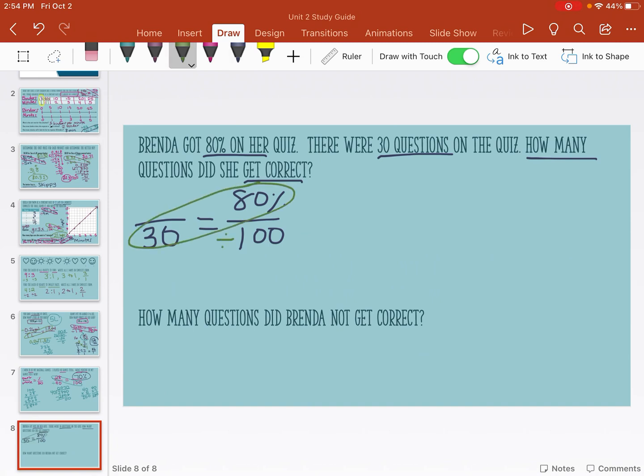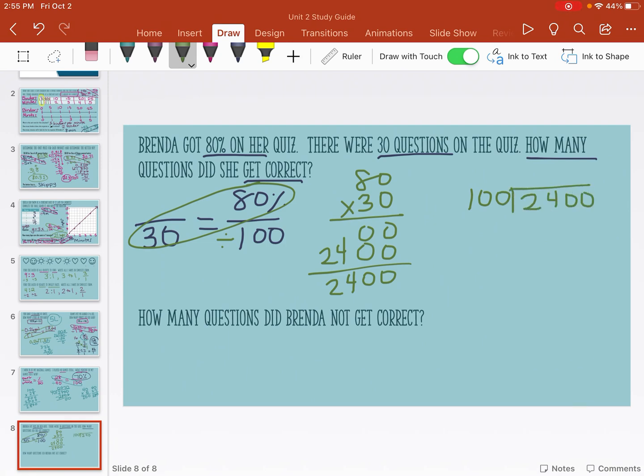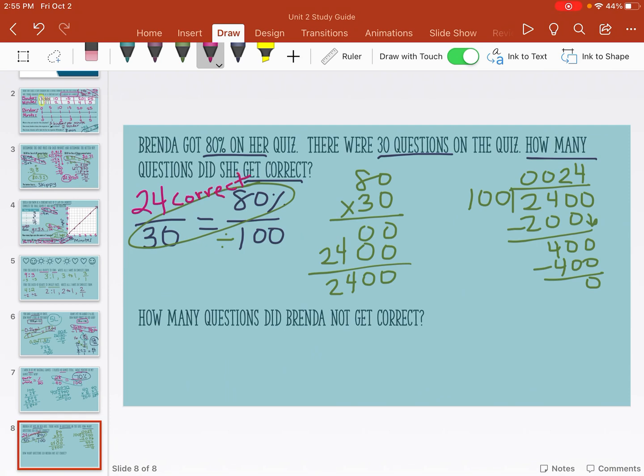Then I'm going to cross multiply and divide. So 80 times 30, 0, 0, go down a spot. 8 times 3 is 24, so I'm getting 2,400. And then 2,400 divided by 100. If you know the trick of just moving the decimal back, that is fine. Otherwise, I can show you here, 200, subtract, I get 40, bring down my 0 into 400 4 times. So I get 24 correct. 24 questions correct is my answer.